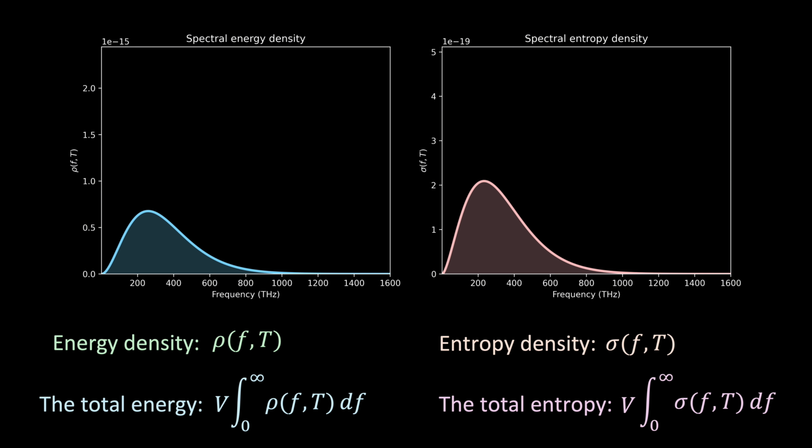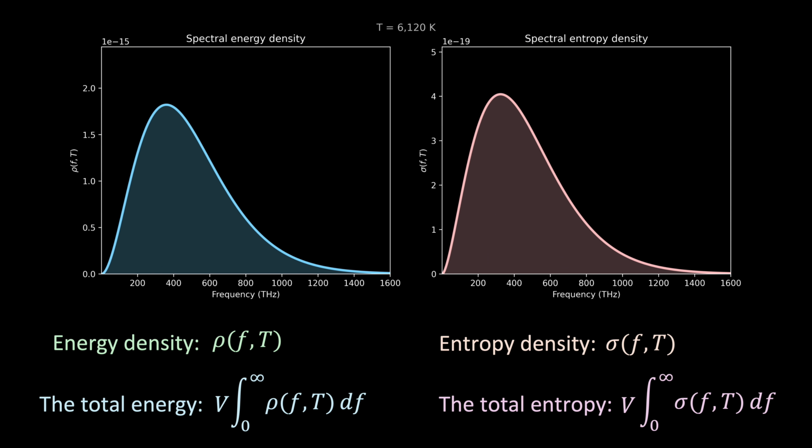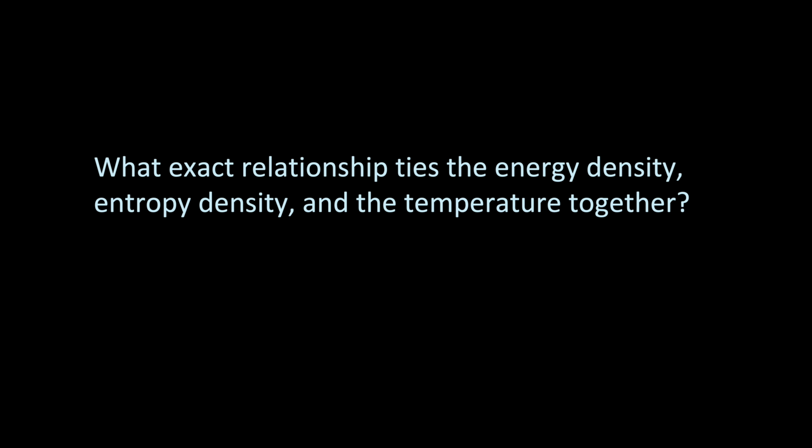Now, notice that as the temperature changes, the energy curve shifts, and the entropy curve has to shift with it. Einstein's starting question is: what exact relationship ties the energy density, entropy density, and the temperature together? So, how on earth do you answer that?